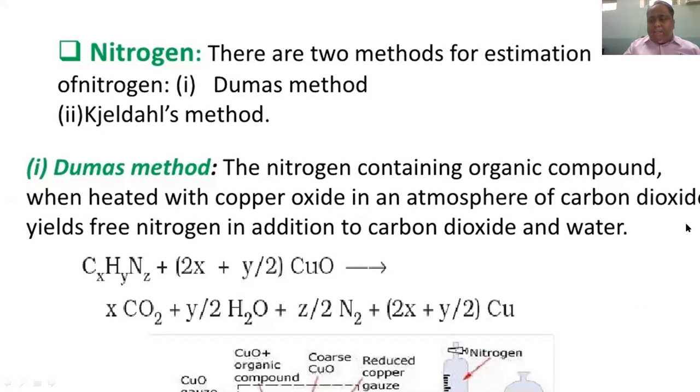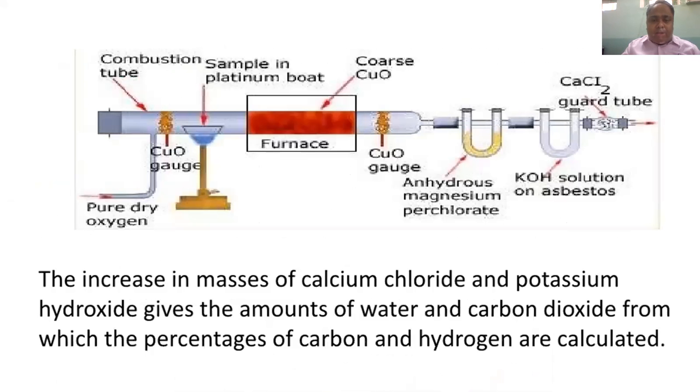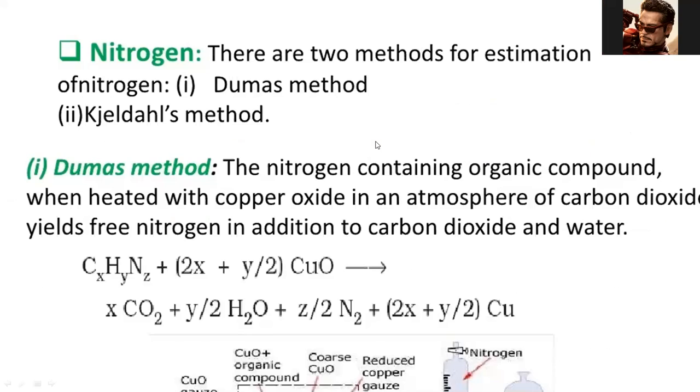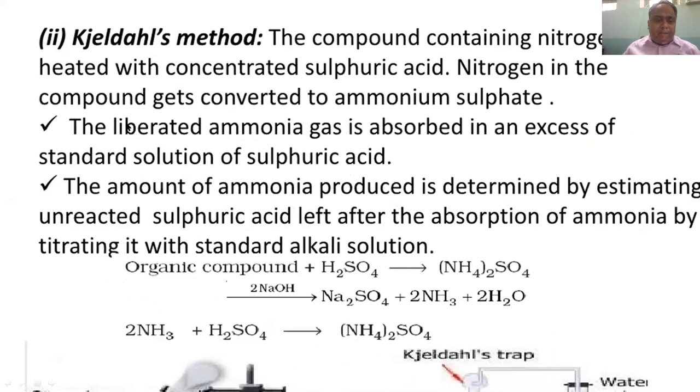So far when we were discussing the quantitative methods of estimation of elements in organic compounds, we had seen the process of estimation of hydrogen and carbon by combustion method. We have solved numerical problems also. If you have understood the numerical problem, then you will understand the process also. Next, we had seen Dumas method of estimation of nitrogen. Next method is Kjeldahl's method.